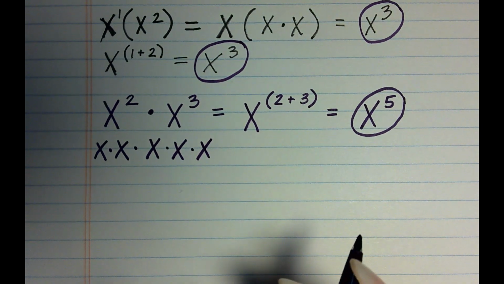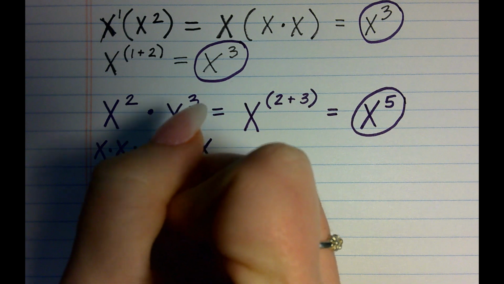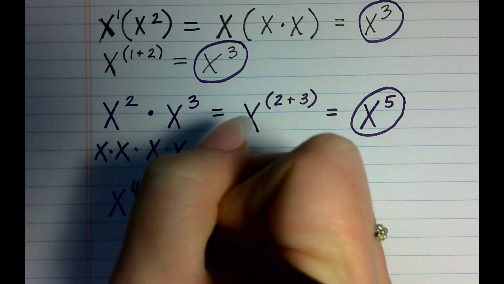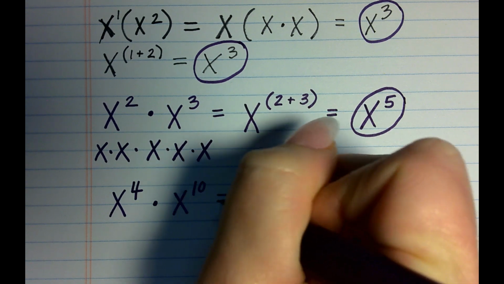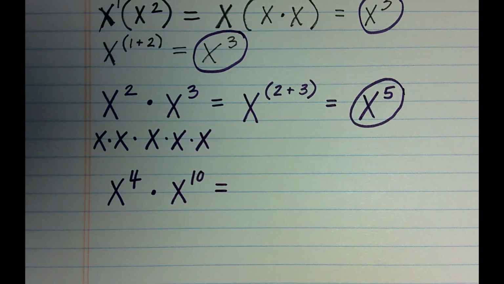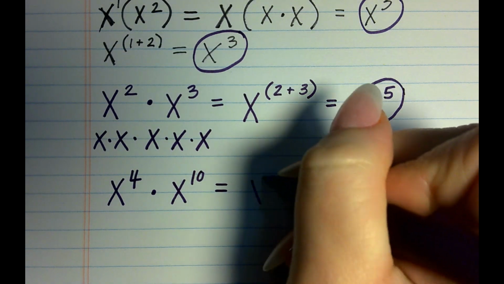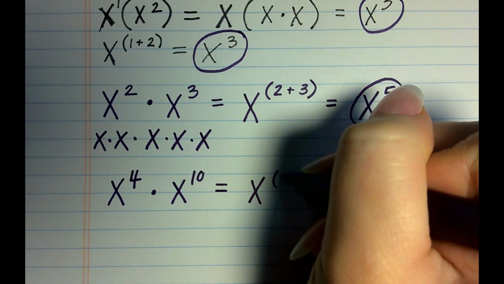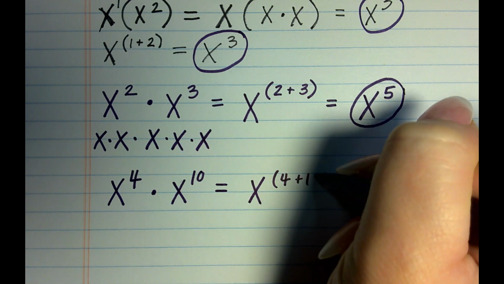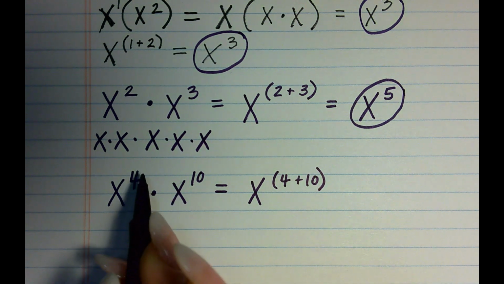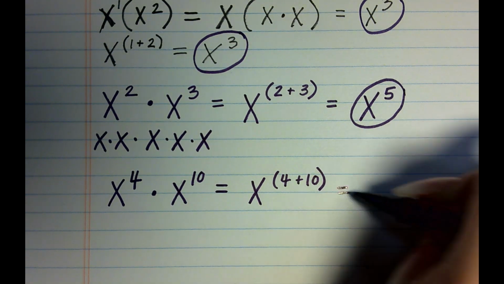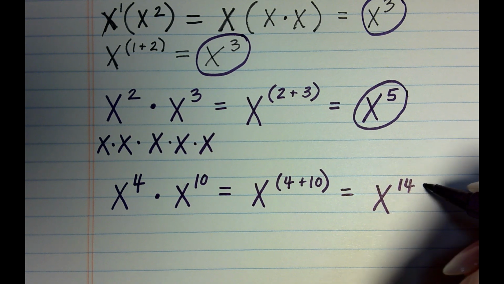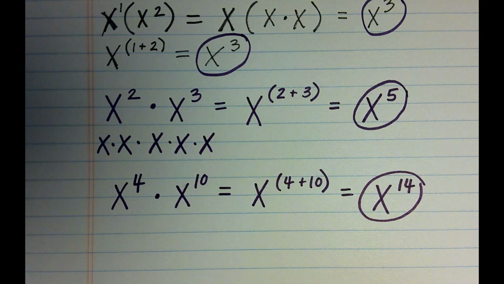How about x to the fourth power times x to the 10th power? X to the 14th power. How'd you know, Lisa? 4 plus 10. Good. X to the 4th, x to the 10th. We just add the 4 plus 10, and that gives us x to the 14th power. Good.